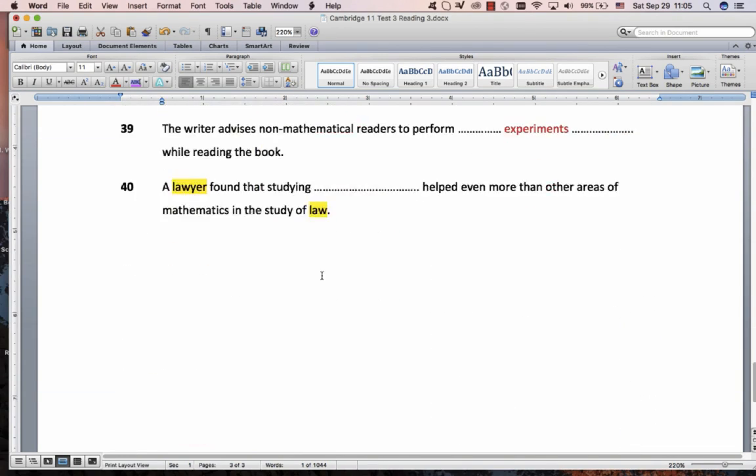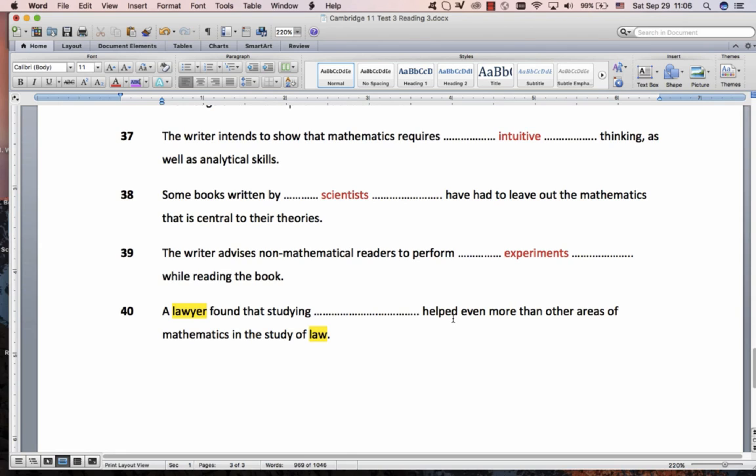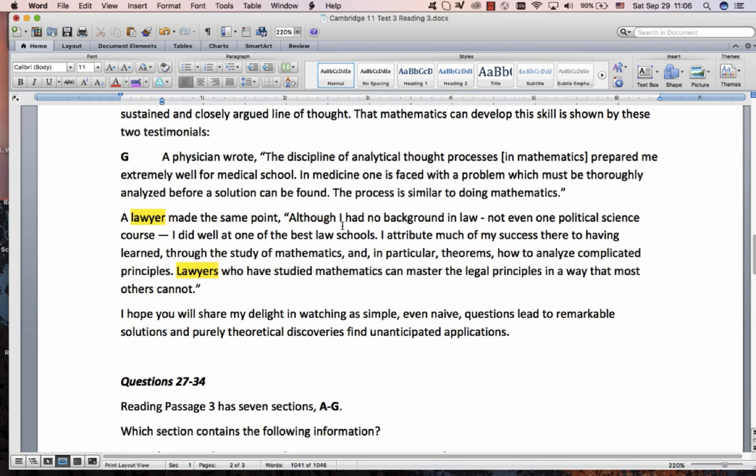Not too bad. And then this last one about the lawyer. Studying something helped. Countable, plural or uncountable? Even more than other areas. What helped more than other areas of mathematics? Now this is all introduction. Although I had no background, where's something helped? Something was positive. I did well. Why did he do well? Much of my success to having learned through the mathematics and, in particular, theorems, how to analyze complicated principles.